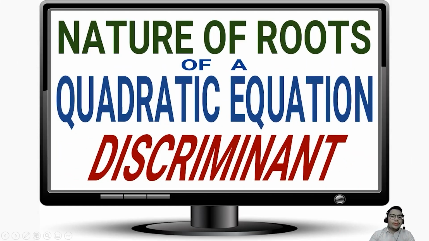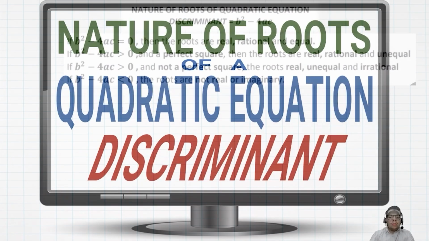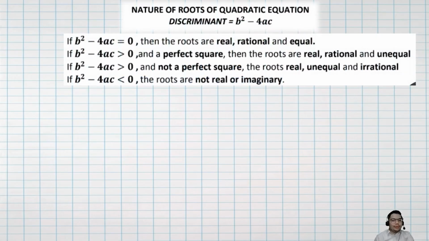Our lesson for today will be all about the nature of roots of a quadratic equation. So for today, we'll be discussing the characteristics of the roots of a quadratic equation, and we'll be using the idea of the discriminant. So these are what we call the nature of roots, and we will describe it using the discriminant. So this will be the summary.